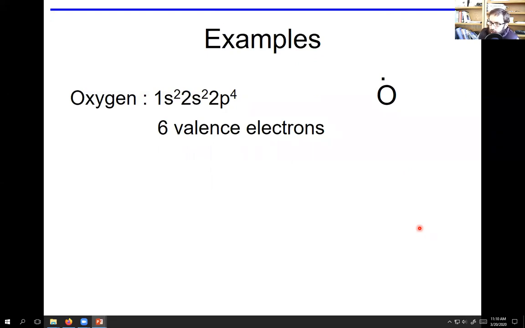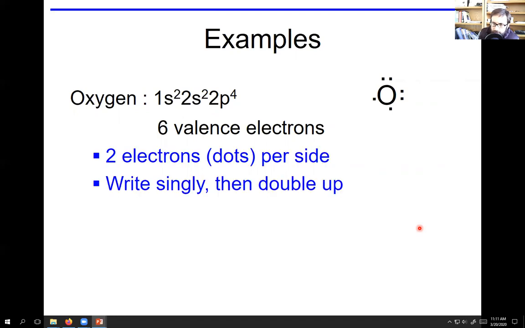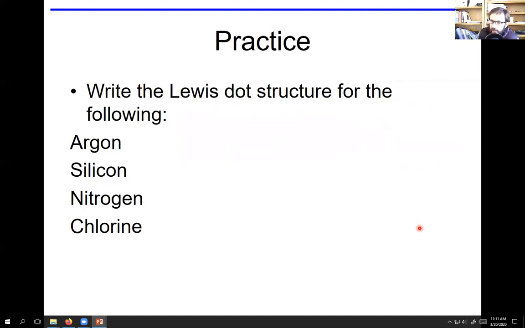So how are you going to draw the dot structure? You just draw the atomic symbol, oxygen, and write that down. Then you're going to add the 6 electrons. Notice how I did that? I singled them up first and then paired them. This is getting at Hund's rule, the fact that electrons don't want to be paired unless you have to pair them. So when we draw the electrons as dots, we put 2 electrons per side, but we write them singly first, and then we double them up.